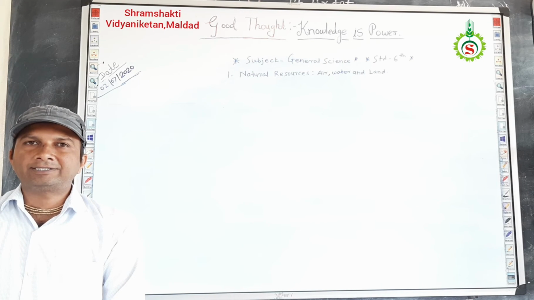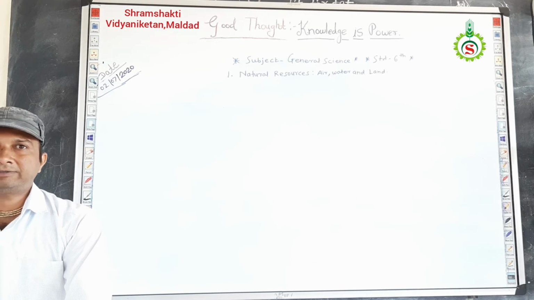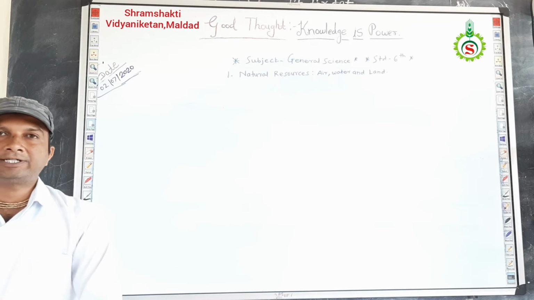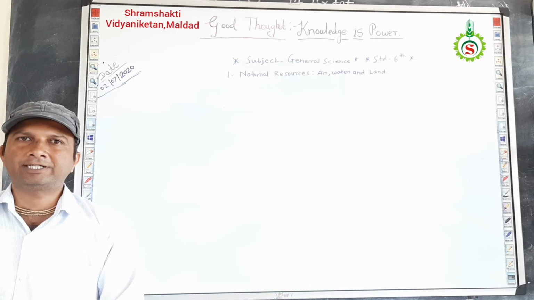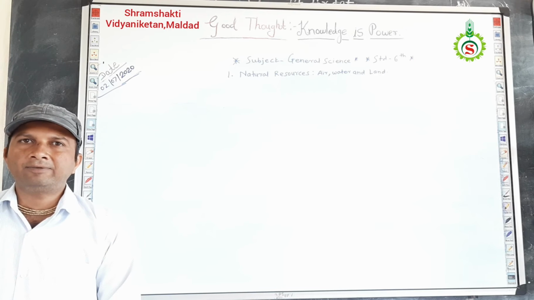Which factors are responsible for air pollution? Now, tell me which are the different gases which are released from the air pollution. These are nitrogen dioxide, carbon monoxide, and sulfur dioxide. These four gases are emitted in more quantity from the air pollution.